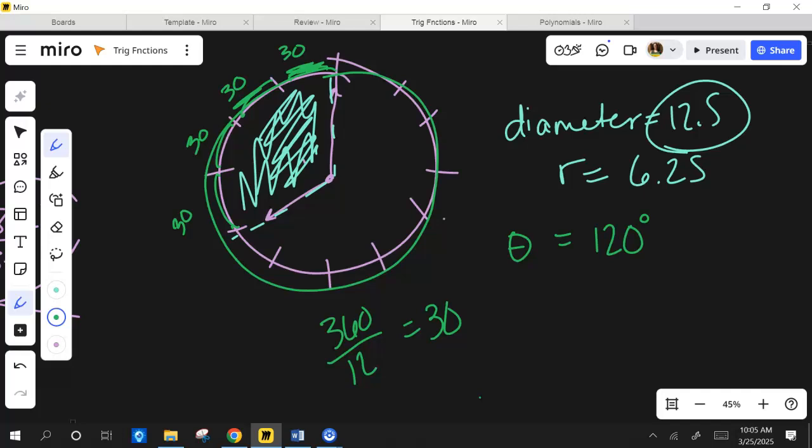I thought it was. Is that? Oh, because it said the smaller sector. I think drawing the actual plot drawing does help. It does help.